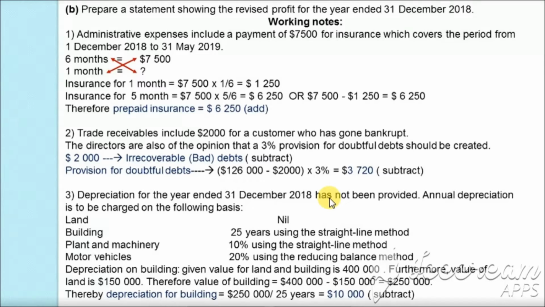Then third, we have depreciation for the year ended 31st December 2018, which has not been provided. So now we are going to calculate the depreciation and we are going to subtract it as an expense and provide it in our revised profit. So let's begin with the first thing. Land, it's nil because land is not depreciated.